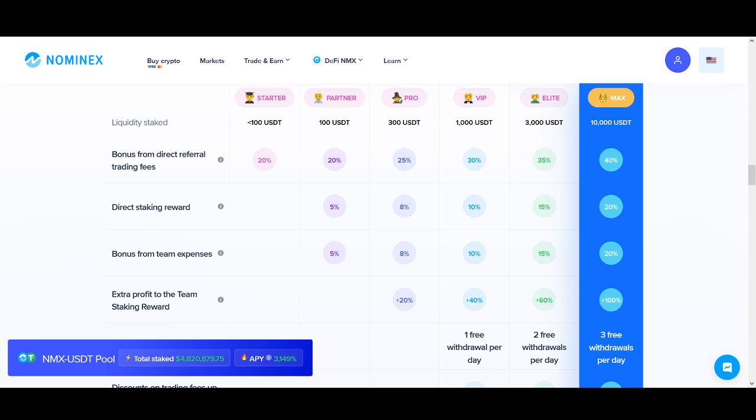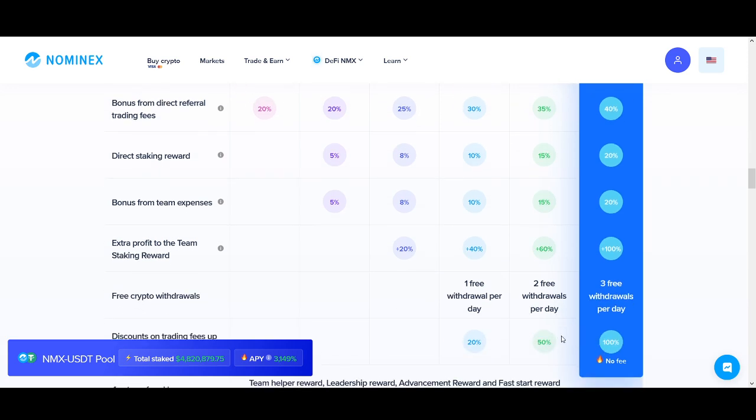So the partner levels depend on the size of staked funds, with the maximum level, endless possibilities of exchanges open up to completely free trading. I mentioned that at the start of the video because this is what's interested me the most in this.